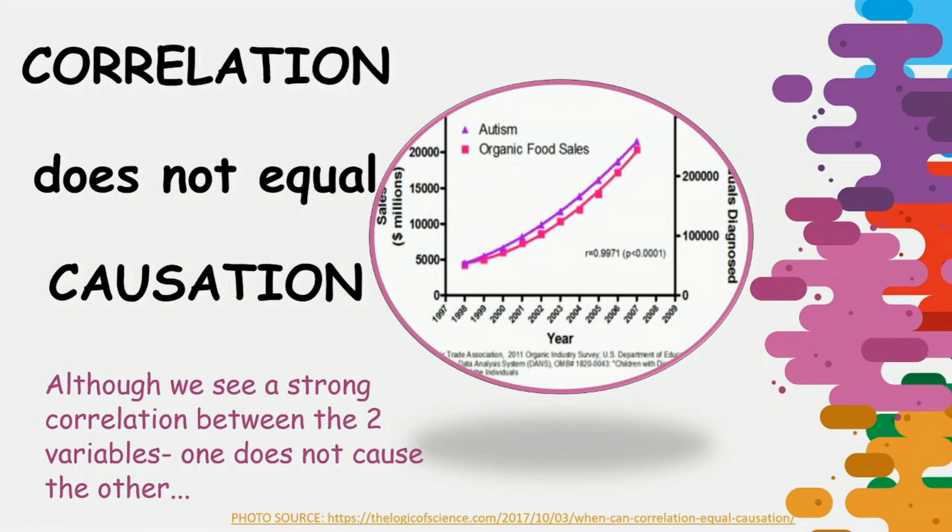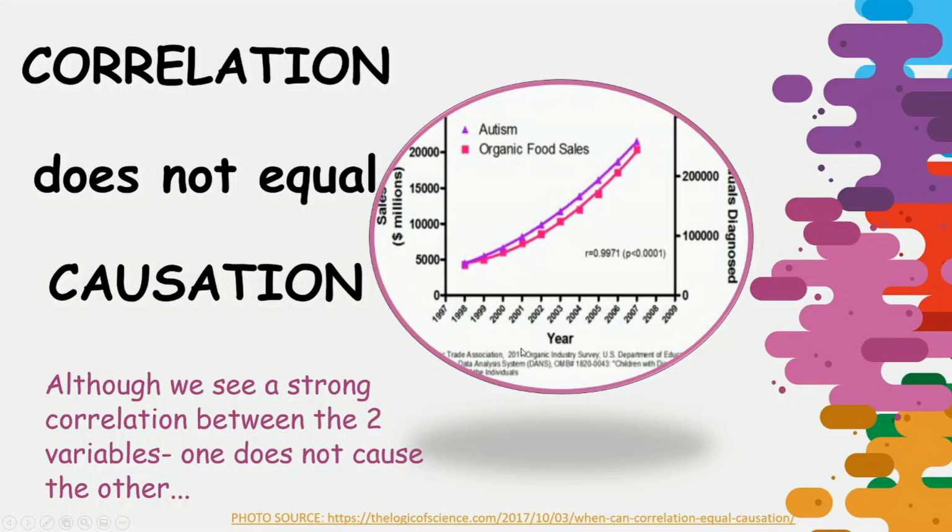And a reminder, correlation does not equal causation. Don't forget that. This I grabbed from this awesome website, The Logic of Science on the internet, and I just loved this chart because they're showing that autism and organic food sales from 1997 to 2009 have a strong correlation, right? They've both risen alongside each other. So we would say, oh, that's such a strong correlation.